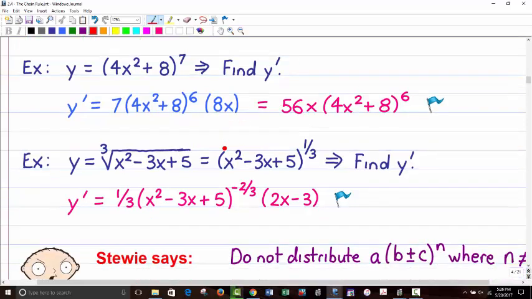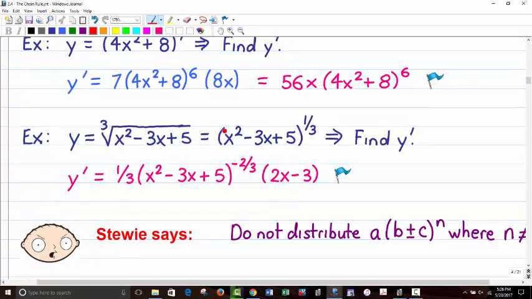All right, radicals, no problem. Just rewrite this radical as the 1/3 power, and then use the general power rule. Bring down the 1/3. Leave the inside alone. Subtract 1 from the exponent to get negative 2/3. Then take the derivative of the inside. The derivative of the inside would be 2x minus 3. And there you have it.